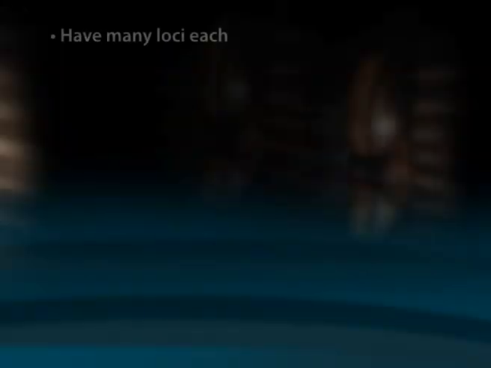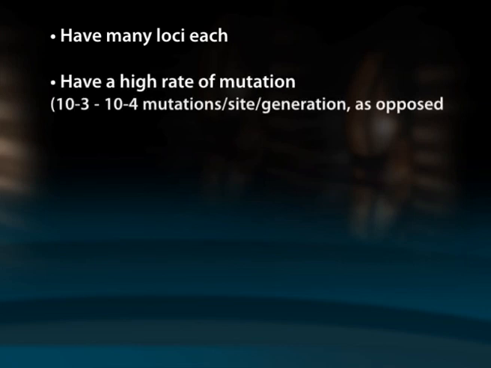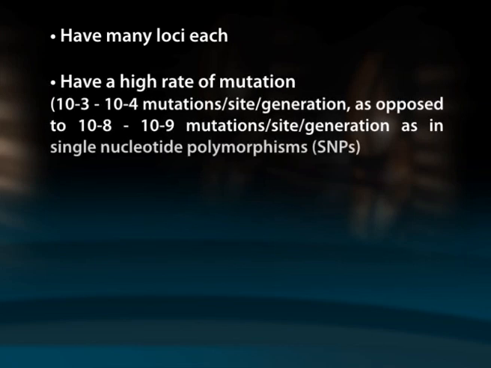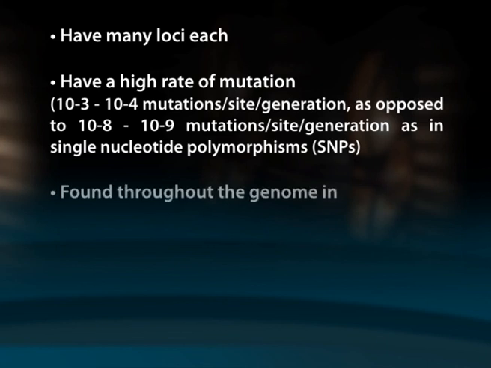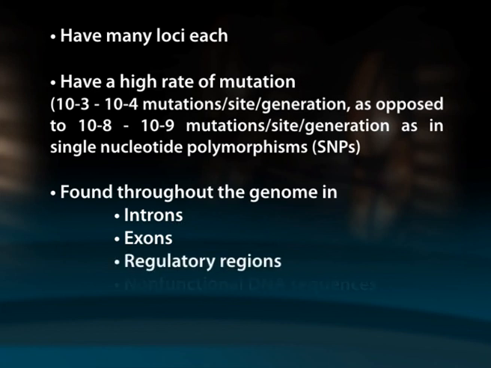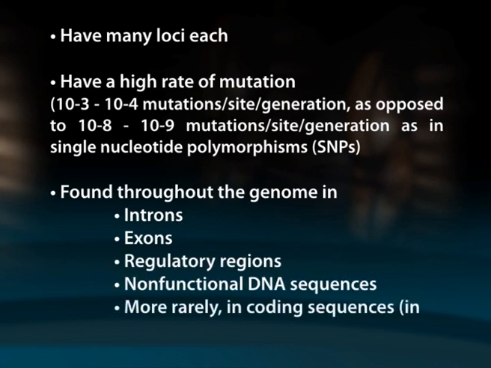The characteristic features of microsatellites are: they have many loci, and a high rate of mutation, 10 raised to minus 3 to 10 raised to minus 4 mutations per site per generation, as opposed to 10 raised to minus 8 to 10 raised to minus 9 mutations per site per generation as in single nucleotide polymorphisms. They are found throughout the genomes in introns, exons, regulatory regions and non-functional DNA sequences, and more rarely in coding sequences in trinucleotide repeated form.